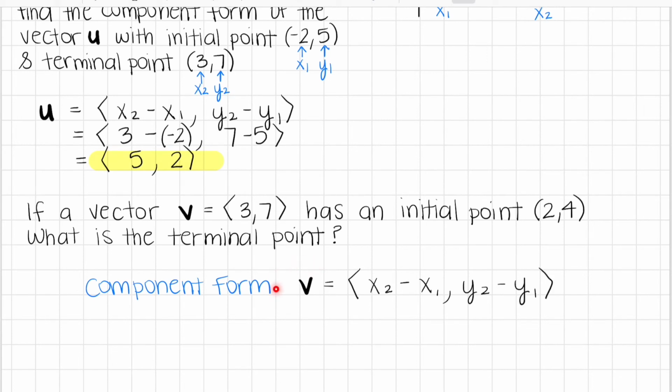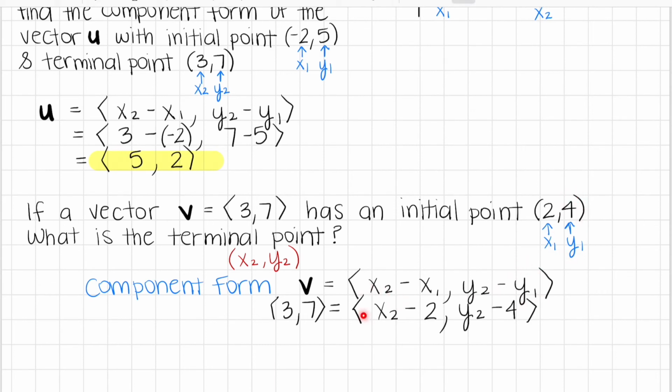In this case, we were given the vector v, and we were given the initial point, but we weren't given the terminal point. And we know that the terminal point is x2 and y2. So let's start by plugging everything that we know in. So in the place of the vector v, we'll write <3, 7> equals x2, which we don't know, minus x1, which we know is 2, and y2, which we don't know, minus y1, which is 4.